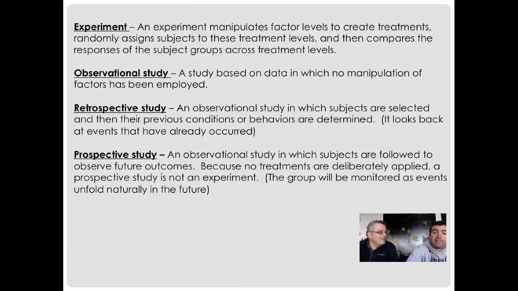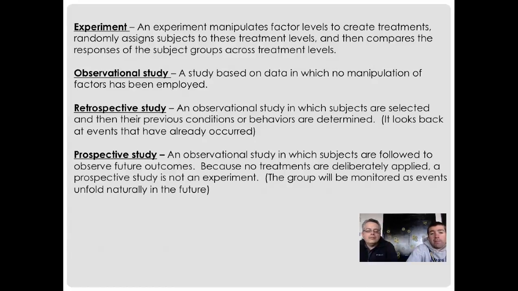A retrospective study looks backwards, right? It's an observational study based on data that has already occurred, based on previous conditions and behaviors. It looks back at events that have already occurred. So they might collect a group of people, ask them things about their past, and try to draw a conclusion from that. But no treatments were done. They're things that happen naturally.